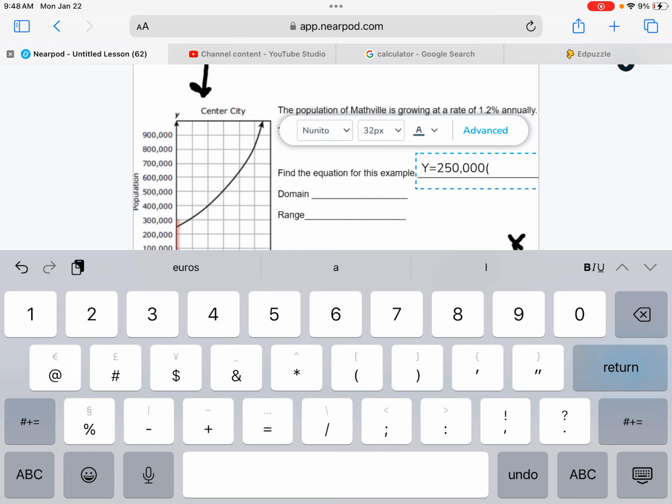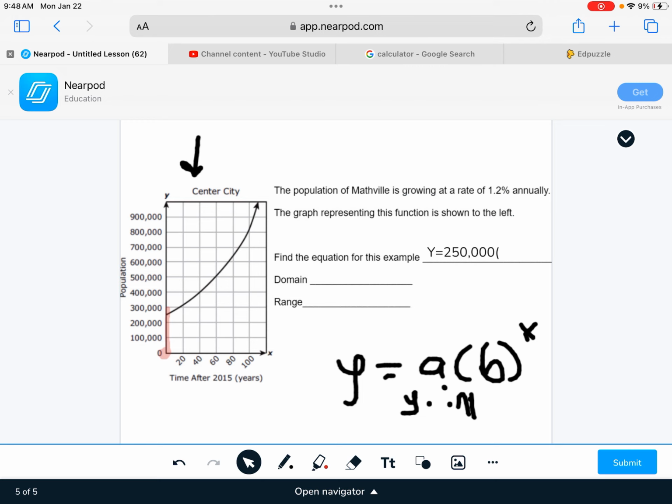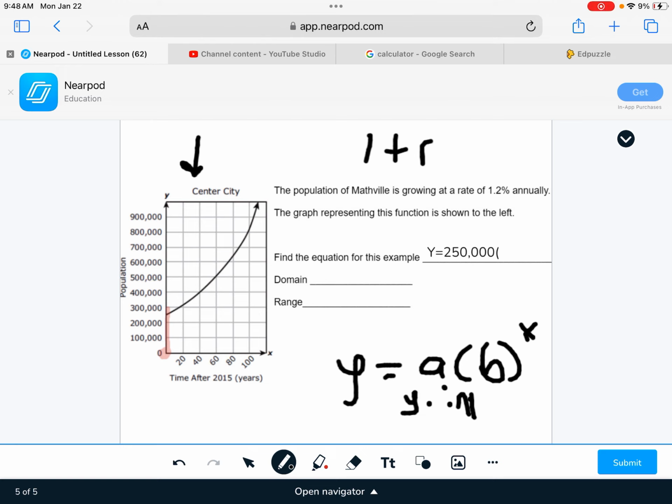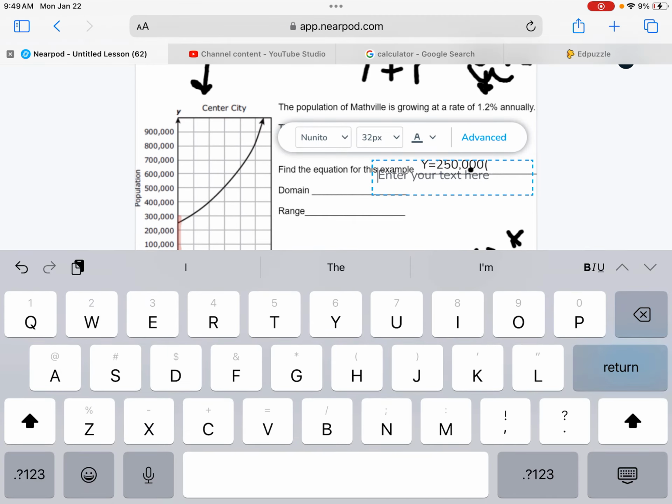times our rate. Don't forget, this is a growth rate. That growth rate, going back to our equations from last week, if it is growing, it is 1 plus r. And that r is that percentage as a decimal. So I take the 1.2 and I push that decimal 2 places to the left and I go 0.012. I do 1 plus that, okay? I come here and I go, okay, 250,000.